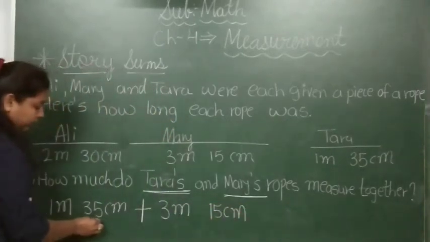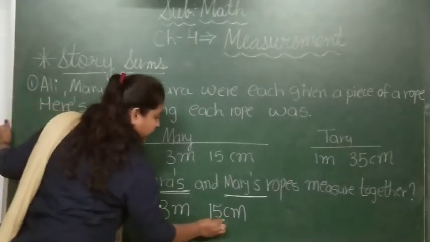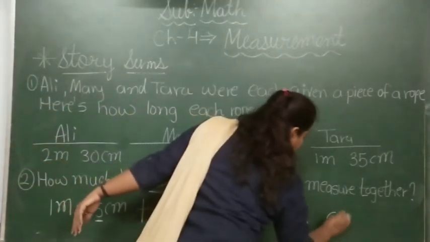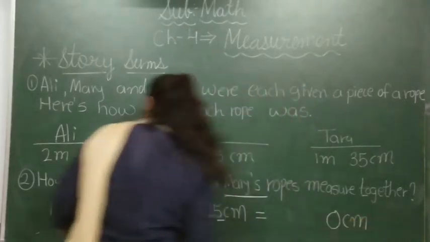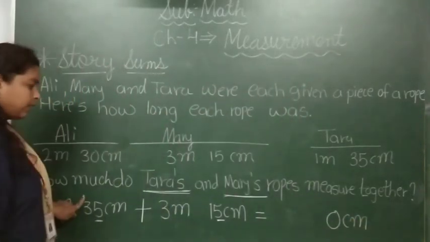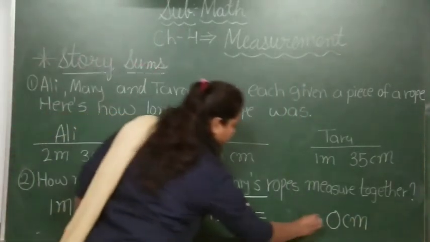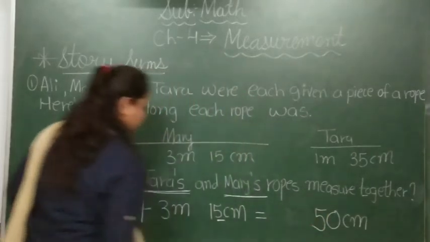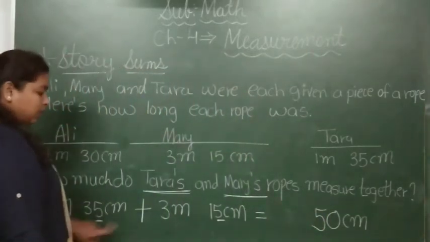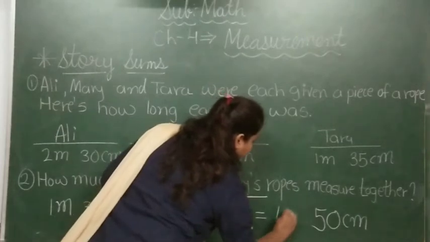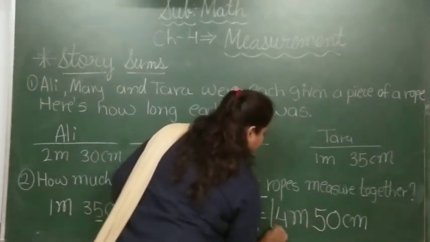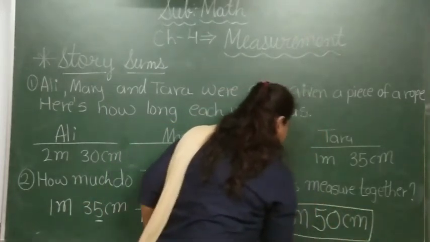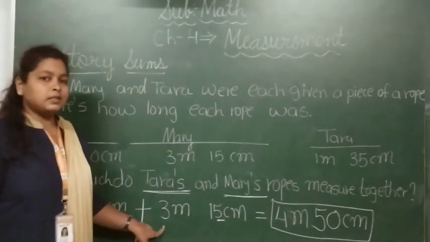So first, adding this 5 plus this 5, that gives you 10, right? So यहाँ पे हम क्या करेंगे? 1 plus 3 is 4 and this one is 5. So 50. Now come to the meter space. 1 plus this 3 meter, that gives you 4 meter. So 4 meter and 50 centimeter is your answer.